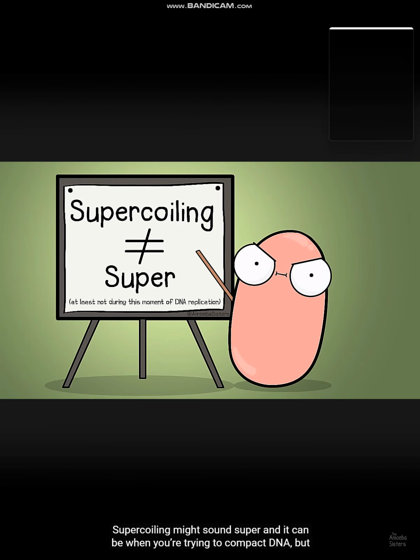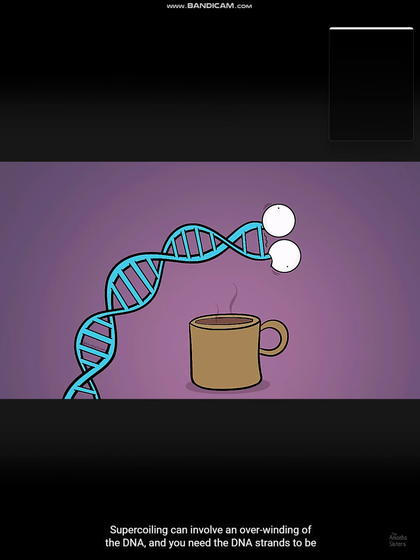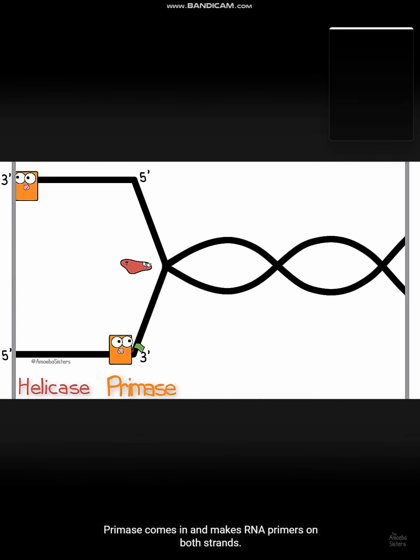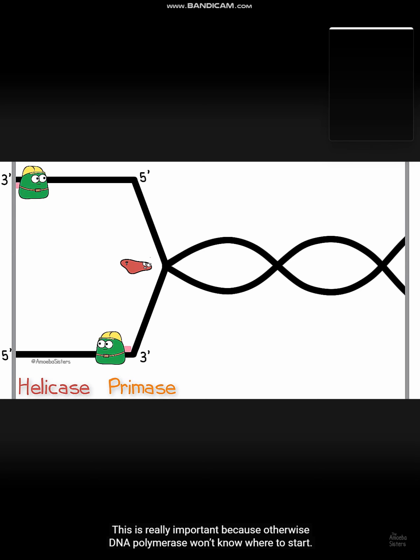Supercoiling might sound super, and it can be when you're trying to compact the DNA, but it's something that needs to be controlled during DNA replication. Supercoiling can involve an overwinding of the DNA, and you need the DNA strands to be separated for the next steps. Primase comes in and makes RNA primers on both strands. This is really important because otherwise DNA polymerase won't know where to start.